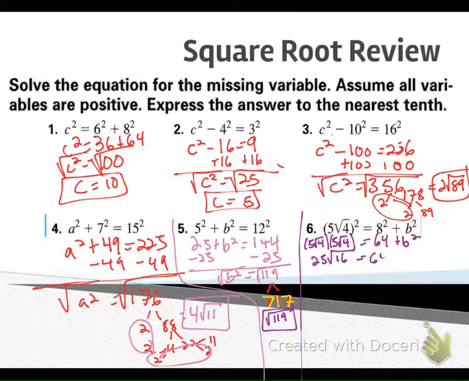Okay. We know that the square root of 16 is what? 4. So 4 times 25 is? 100. So 100 equals 64 plus b squared. What do I do next? Subtract it, and you told me it gives me 36. 36 equals b squared. So b squared, or b is? 6. B equals 6.